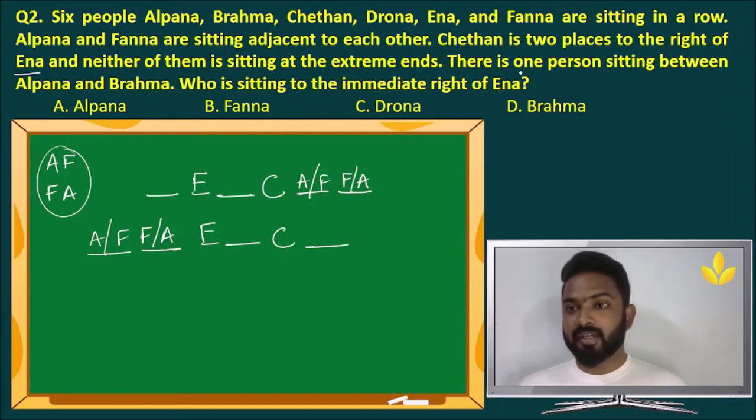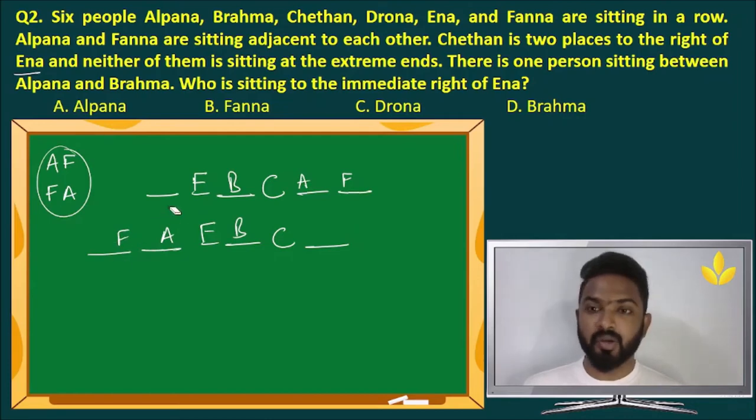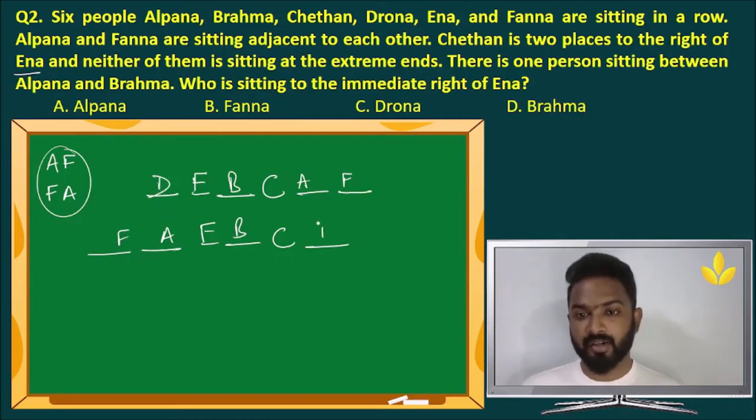Okay. And they have told there is 1 person sitting between A and B. So obviously B will come here and A will come here. Because if A is here, then F will be here and C will be here. And B is here, then there will be 2 people between them. But they have told only 1 person sitting between A and B. So over here, this one will be F. Okay, same thing over here as well. B will be here. So A is here and F is here. The only 1 person remaining is D, who is here and here.